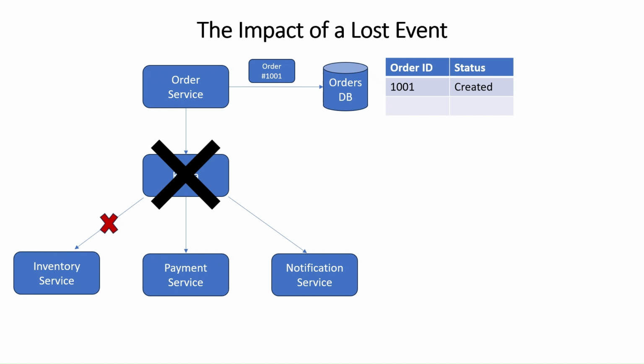The inventory service cannot reserve the product. The payment service never starts processing the payment. The notification service never sends an order confirmation email. Although the order exists in the database, the remaining microservices are completely unaware of it. This is a common challenge in event-driven microservices.